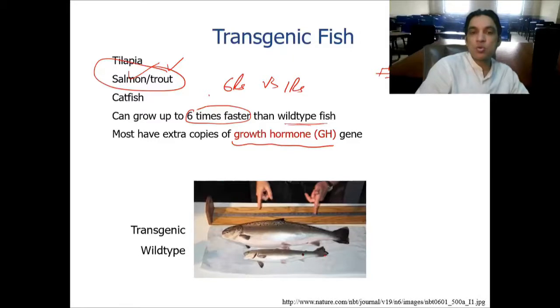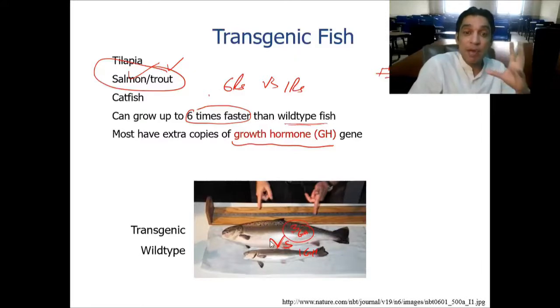So look at the difference, the wild type versus the transgene. Multiple copies of growth hormone are here. If there is one copy of growth hormone here, there might be several copies, three or four, let's suppose three copies of the growth hormone here. So it changes the overall size of the organism. It increases the skeleton and the mass. So we are eventually able to get a bigger fish.